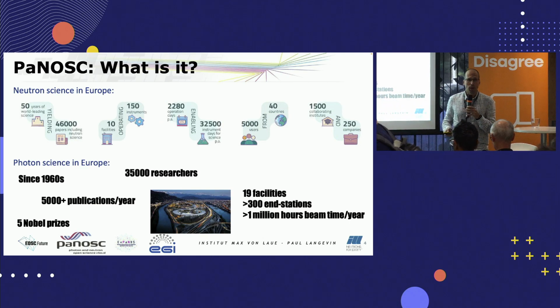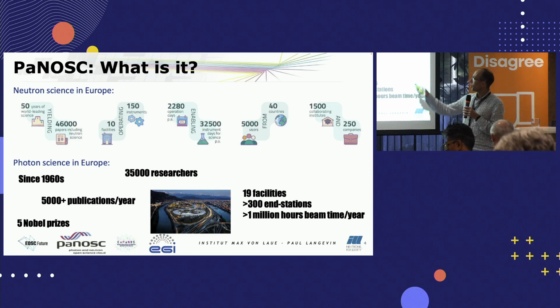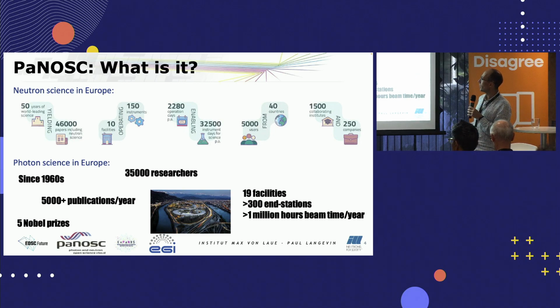Here you have a few numbers. I will not go through all of these. Just two key figures. For neutron science in Europe, we have 10 facilities and a community of about 5,000 users. Those numbers are even bigger for photon science. For the synchrotrons and free electron lasers, we have about 19 facilities now and a community of more than 35,000 researchers. So this is quite a large community.